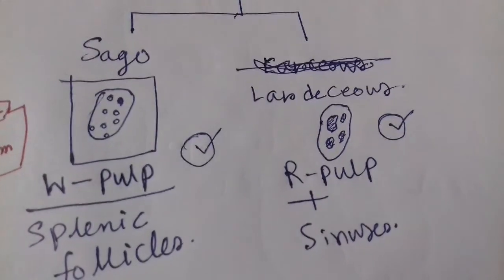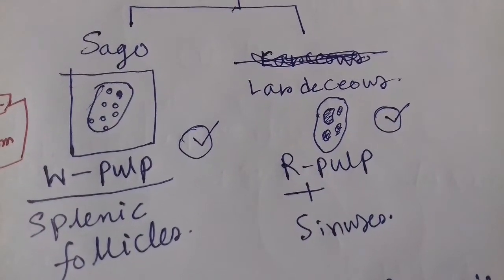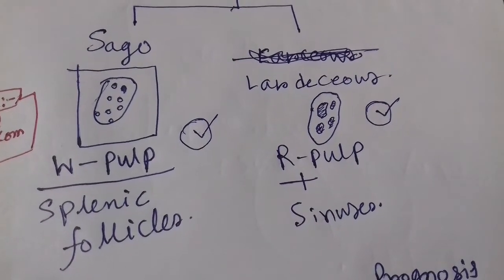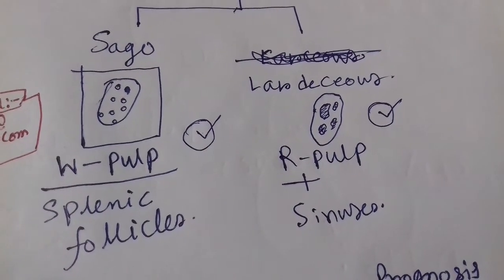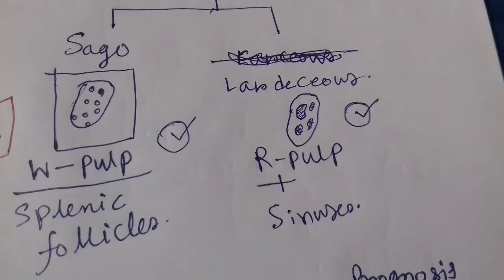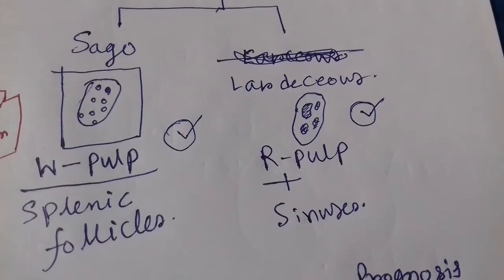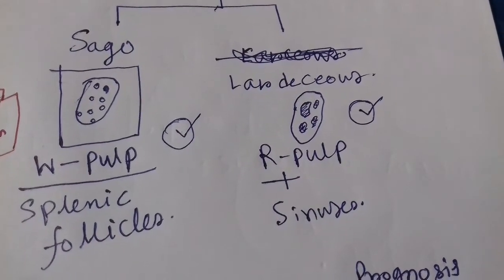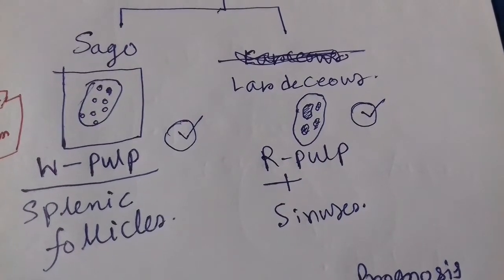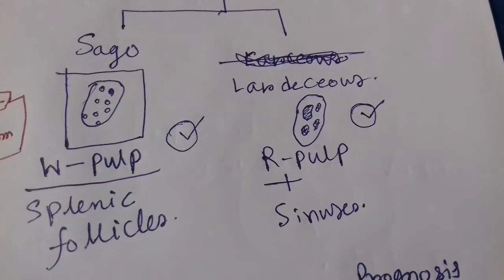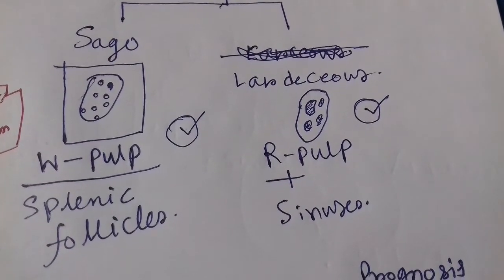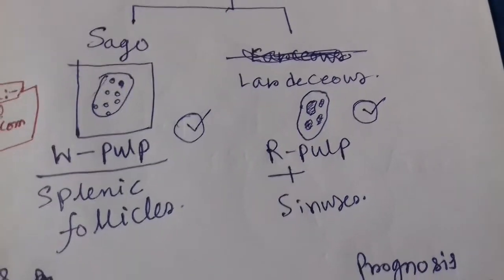The Sago spleen is due to amyloid deposition in the white pulp, that is the splenic follicles of the spleen. It looks like there are tapioca like granules in the cross section. And in case of lardaceous spleen, there is involvement of the red pulp and the sinuses in the spleen, that leads to lardaceous spleen formation. In cross section we can see bigger parts of amyloid depositions.